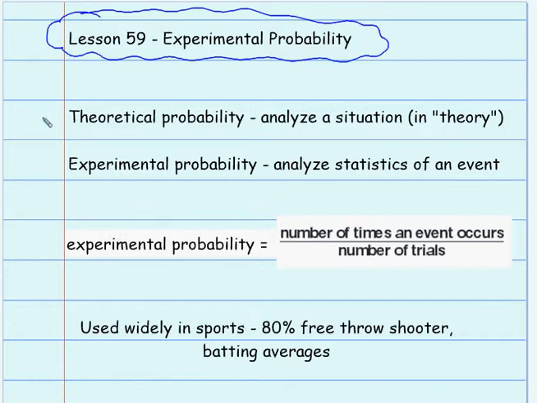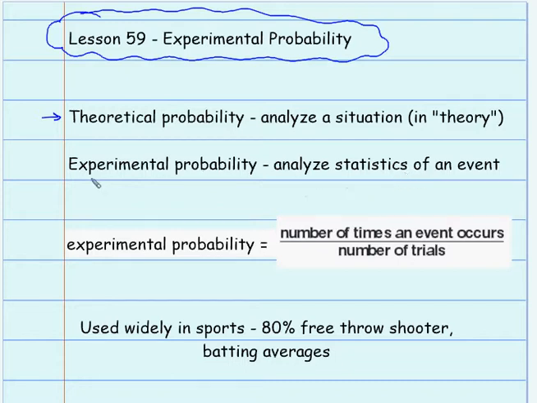We've been talking about theoretical probability, which is where we analyze a situation, or we say in theory that's how it would work, flipping coins and rolling a number cube. That's what we've been dealing with. We don't actually flip the coin 100 times, we use the theoretical probability. Experimental probability is where we analyze the statistics of an event.